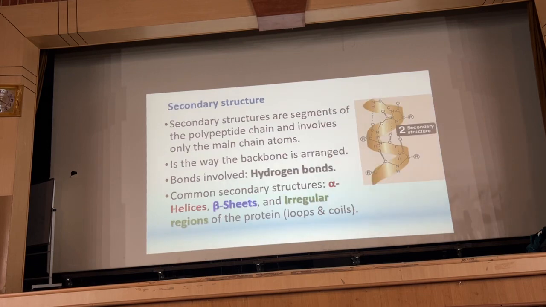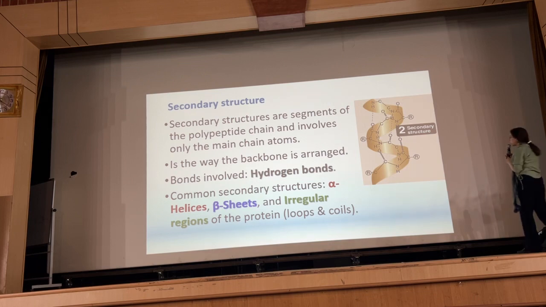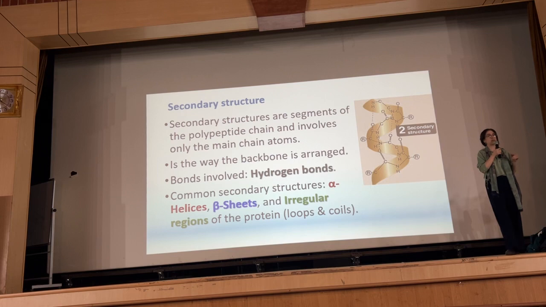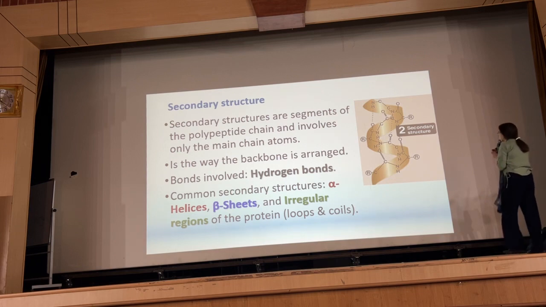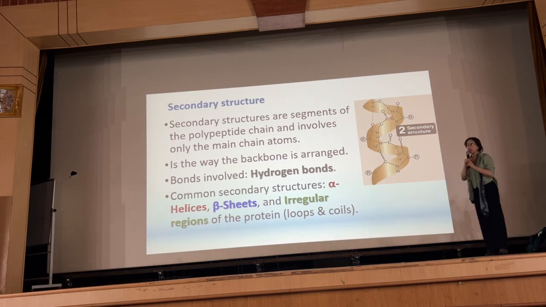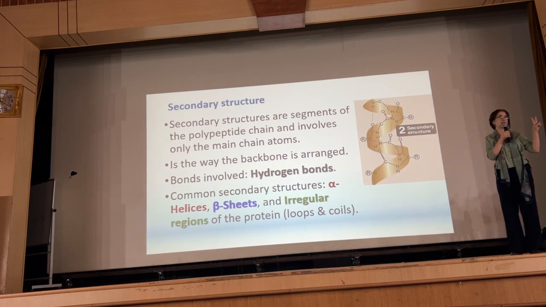The second level, secondary structure, involves segments, parts, of the polypeptide chain and involves only the main chain atoms. It means that the side chains of the amino acids, the R groups, are not involved yet in making bonds, not at this level. The tertiary structure, the R groups are involved finally. In secondary structure, the only bond involved is hydrogen bonds between parts of the amino acids, and we have two major types of secondary structures, alpha helices and beta sheets.